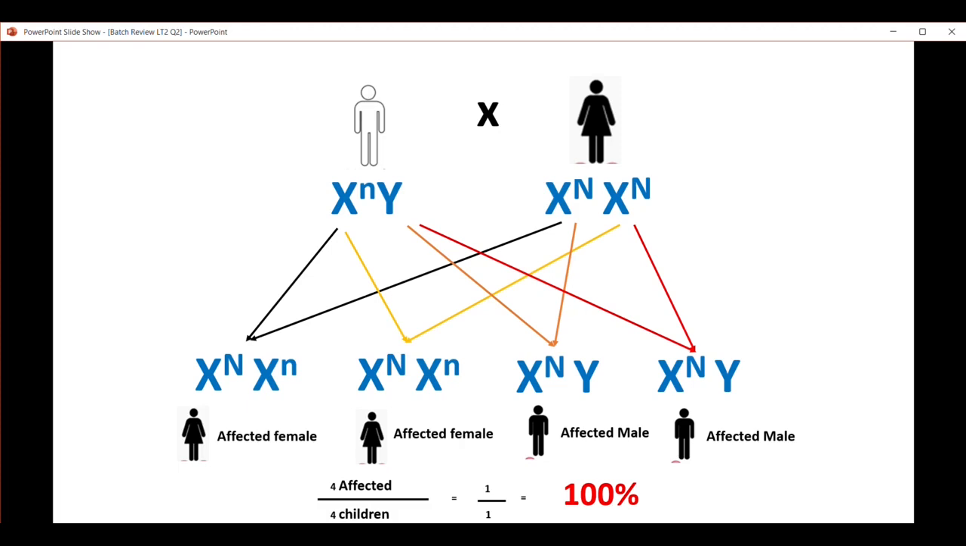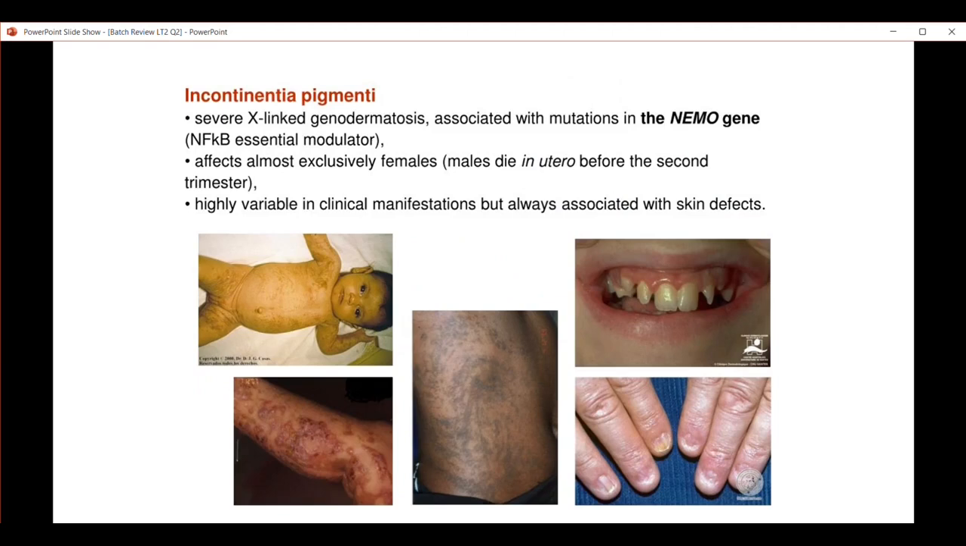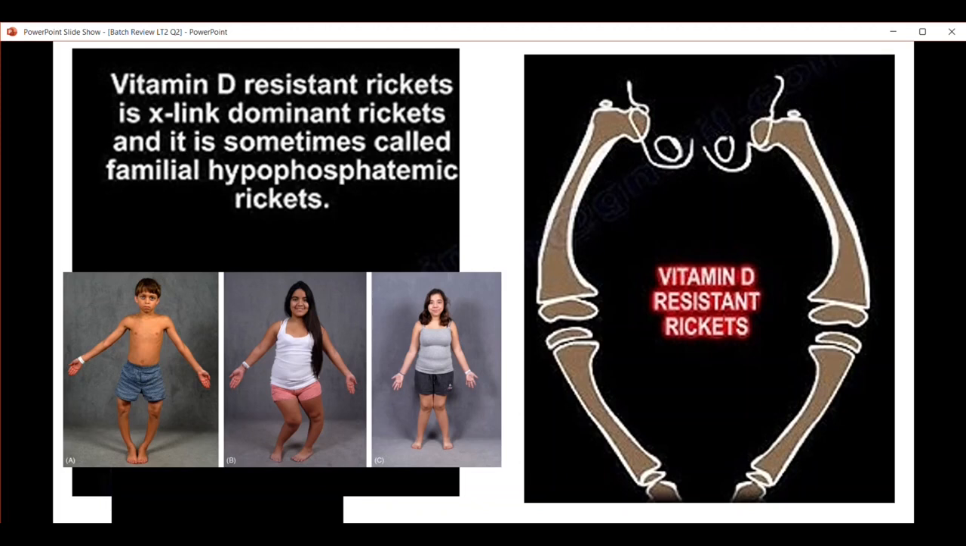Okay, 100% of them will be affected because of the X chromosome coming from the female, both of which would be affected. Okay, an example of X-linked dominant would be incontinentia pigmenti. Another one is vitamin D resistant rickets, which is hypophosphatemic rickets.